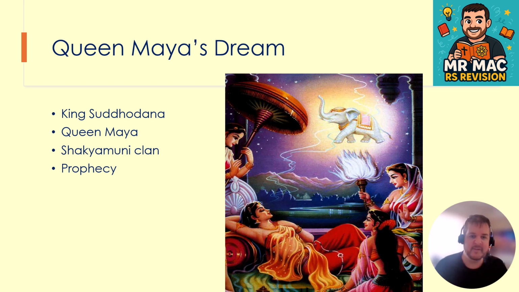Now, King Suddhodana and Queen Maya were king and queen in an area that is now in modern-day Nepal, but back in the time was part of ancient India. And they were leaders of a clan called the Shakyamuni clan. They had rice farming tribes. This is one of the reasons why the Buddha was later known as Shakyamuni Buddha, because there are other Buddhas, like Amitabha Buddha, for example, but Shakyamuni Buddha is the historical Buddha, Siddhartha Gautama, as he was called at his birth.